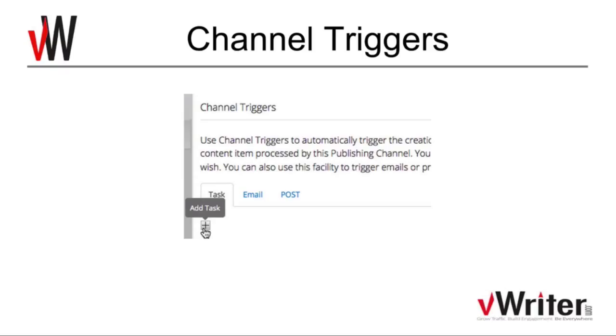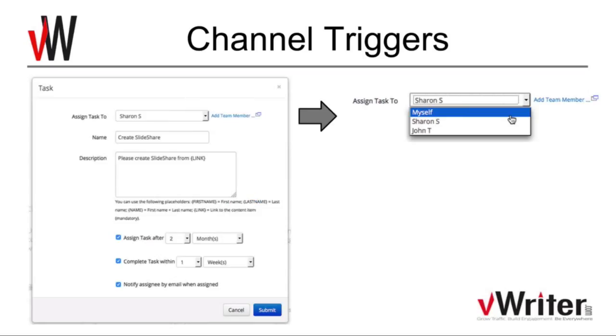So once you've saved the publishing channel or you've activated it, you'll then see the tabs appear at the bottom for task, email, and post. On the task tab there, if you just click the usual add icon to add a task, that will bring up a pop-up window with the various details you can then add in to specify the task that you want to create. And really what you're doing is telling the system what tasks you want to be created each time a new piece of content is processed by that publishing channel.